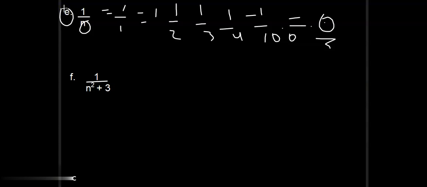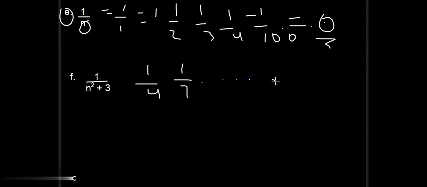So what about the last one? The last one says 1 over n squared plus 3. So it's a similar situation. When you substitute this, you get 1 squared, which is just 1. So 1 plus 3 is 4. And then 2 squared is just 4. 4 plus 3 is 7. So it continues this way.